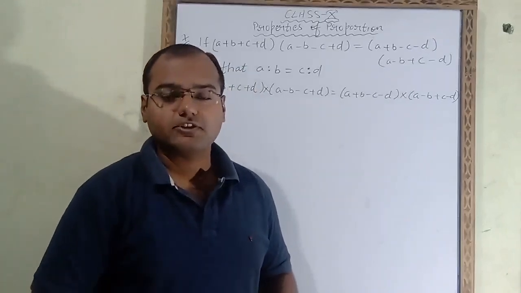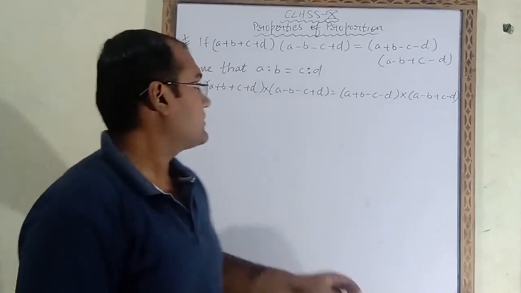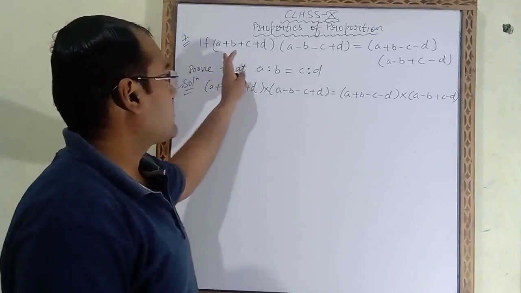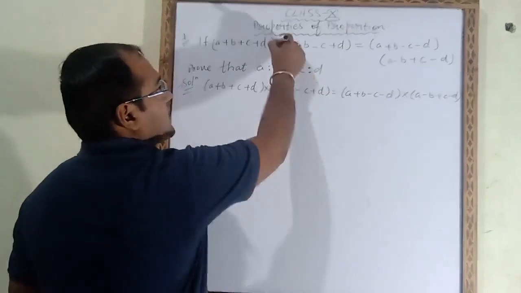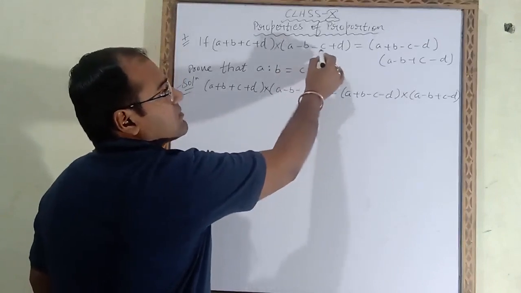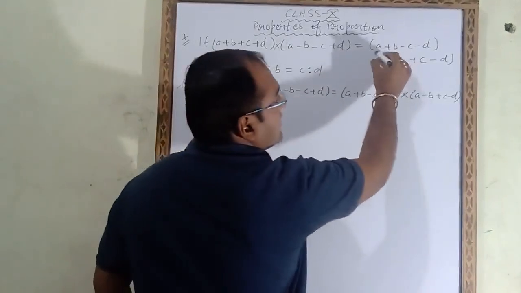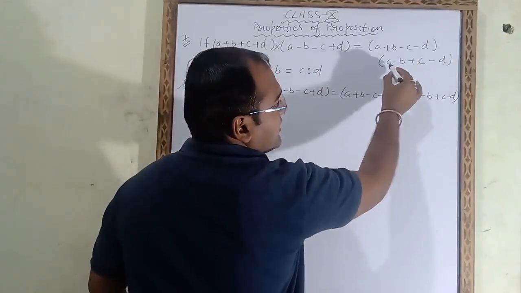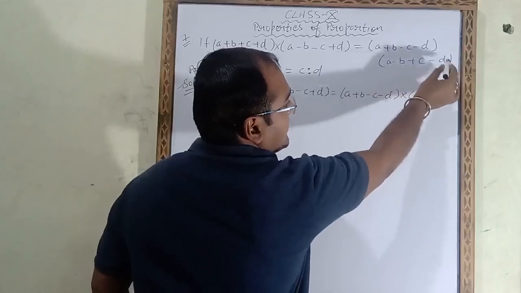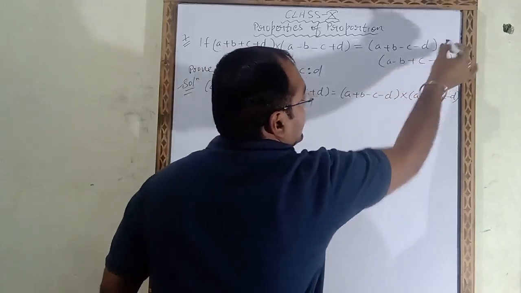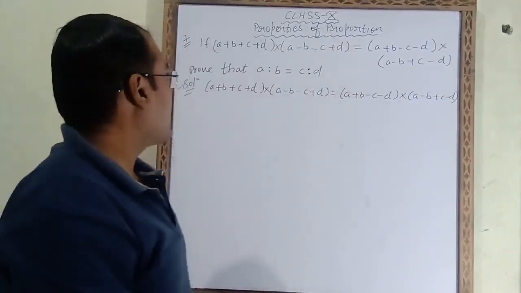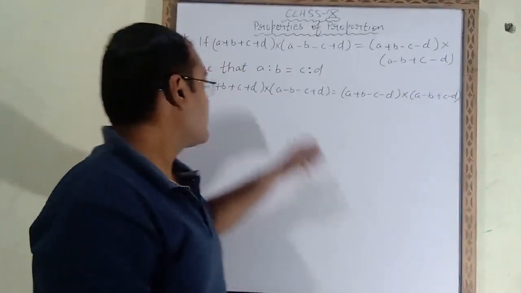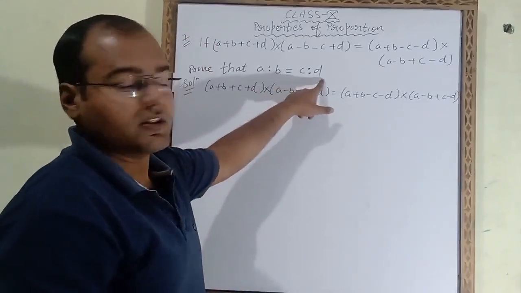Now see question number 7. Question number 7 is, if (a + b + c + d) multiplied, here no sign is there, that means multiplied, (a - b - c + d) is equal to (a + b - c - d) into (a - b + c - d). Here also no sign is there, so we will take multiply. So this is given in the question and we have to prove a upon b is equal to c upon d. This we have to prove.